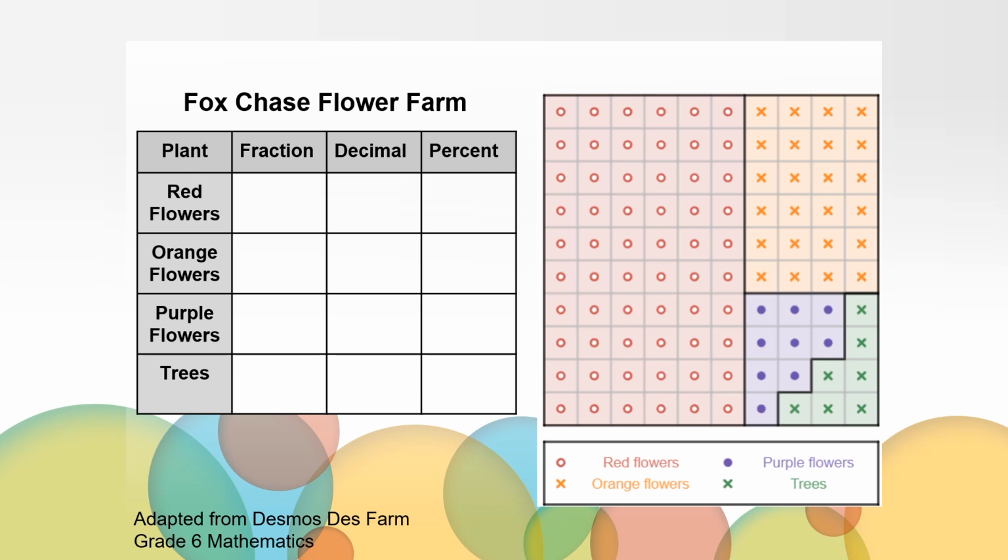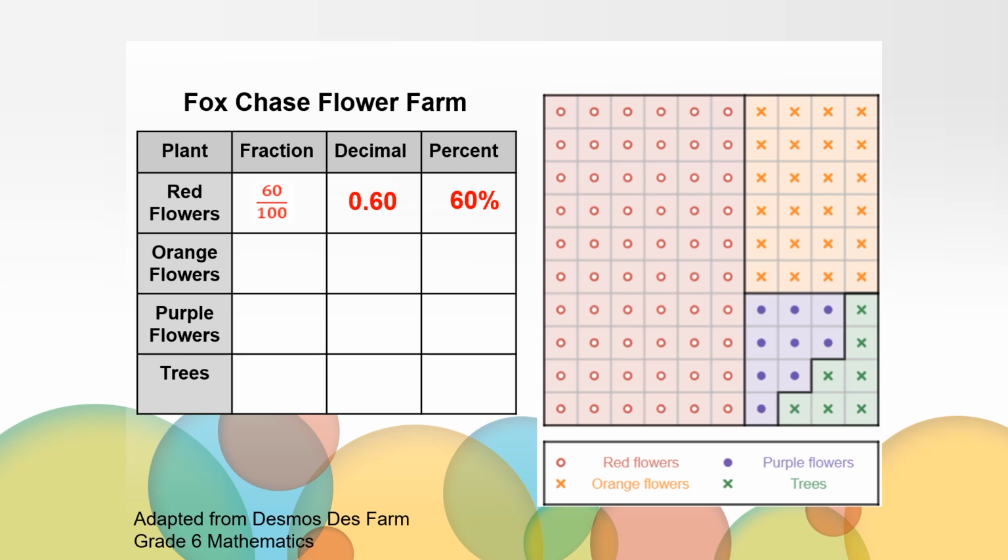All right, so let's start with the red flowers. What portion of the farm is planted with red flowers? If I count each hundredth, I can see that 60 hundredths of the farm is planted with red flowers. I can represent this as 60 over 100 or 0.60. Since I know percent is out of 100, I can say 60% of the farm is planted with red flowers.